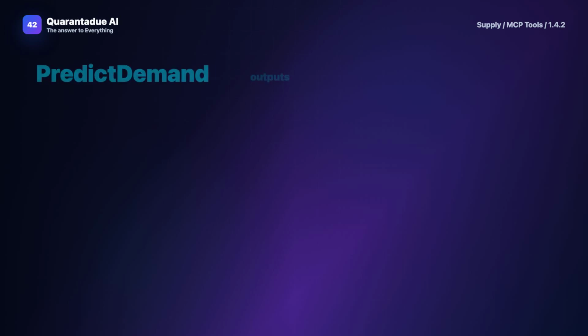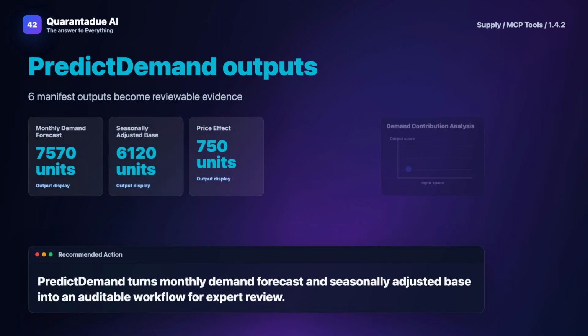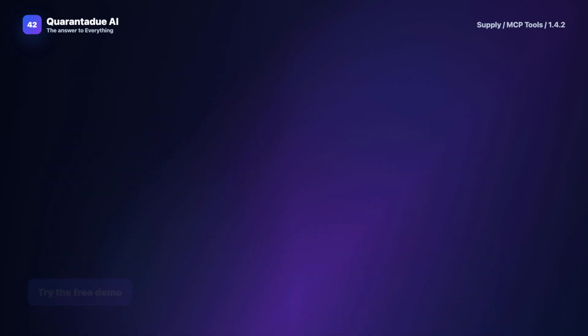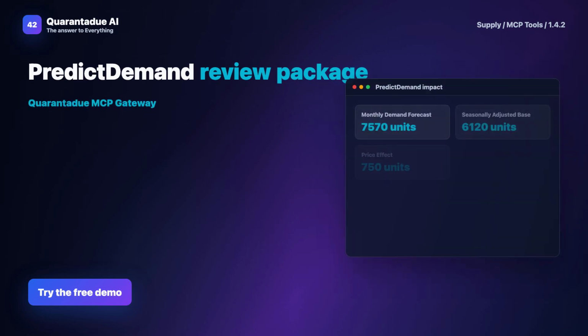This keeps the process deterministic, reviewable, and aligned with how supply teams actually make decisions. Predict demand returns structured outputs such as monthly demand forecast, seasonally adjusted base, price effect, marketing lift, and demand contribution analysis. These outputs are designed to support review, reporting, comparison, and follow-up actions.